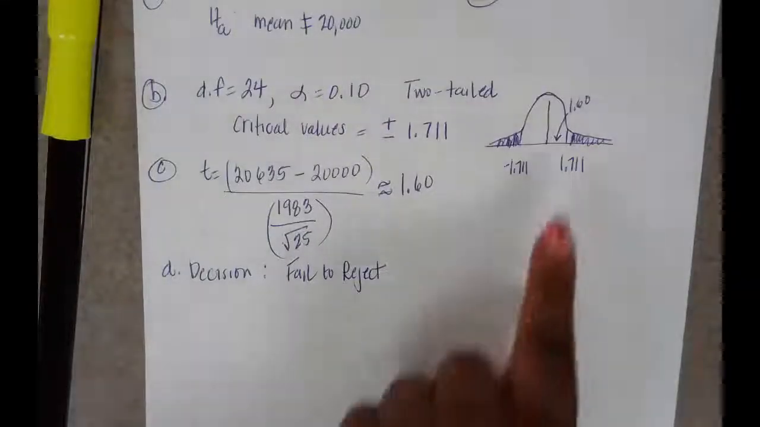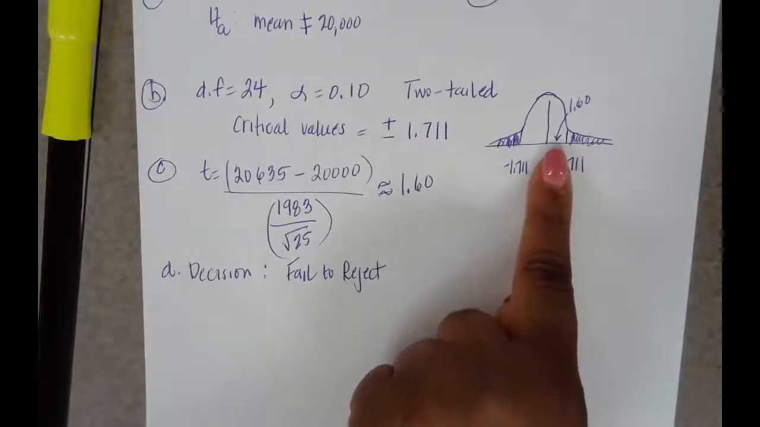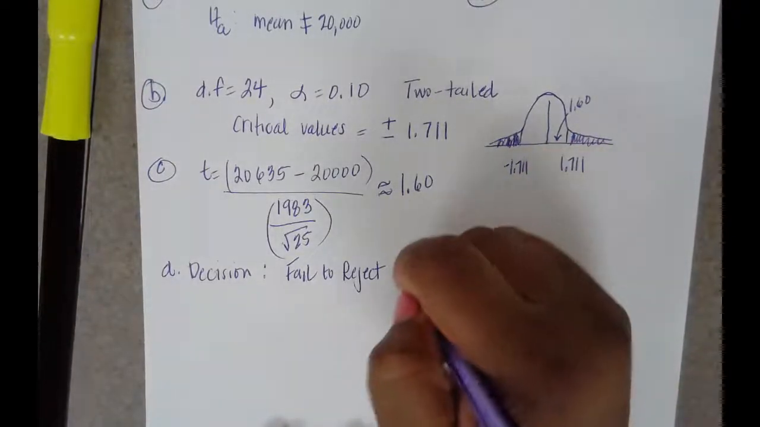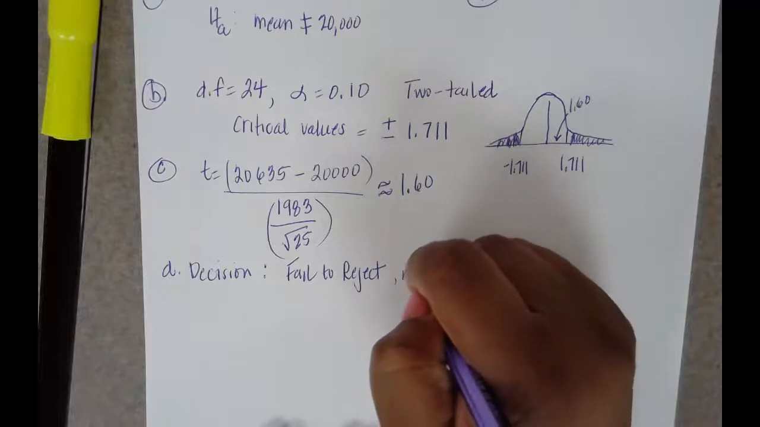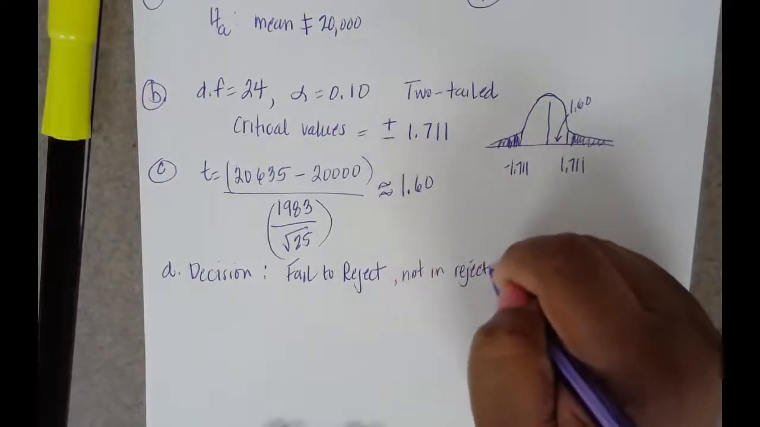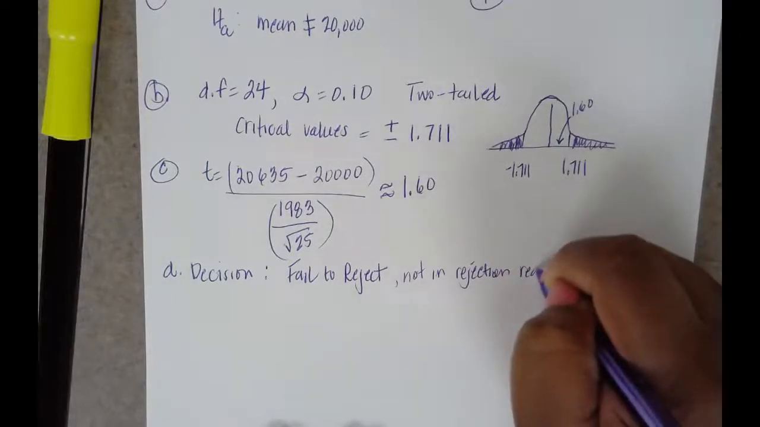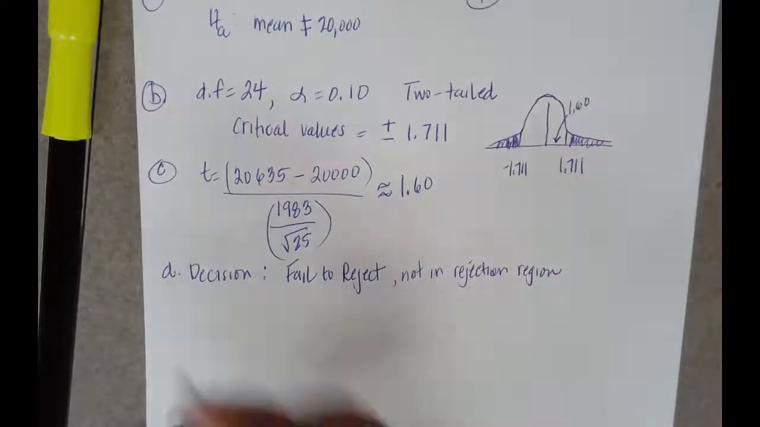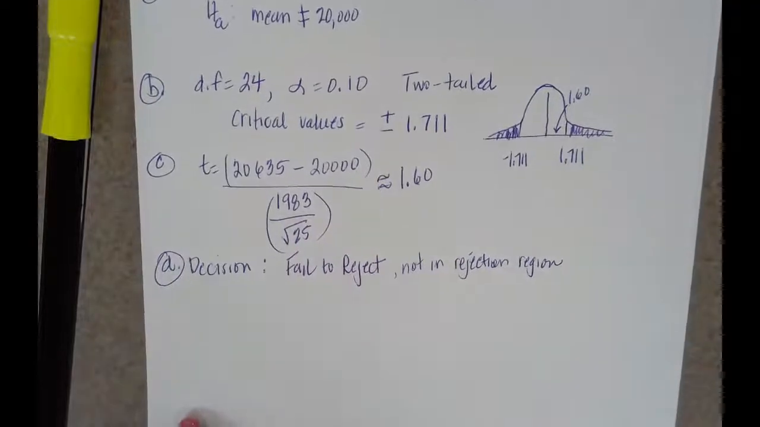And here's our evidence. It doesn't fall there. Not in rejection region. Okay? Now, part E is the interpretation of the decision from the context.